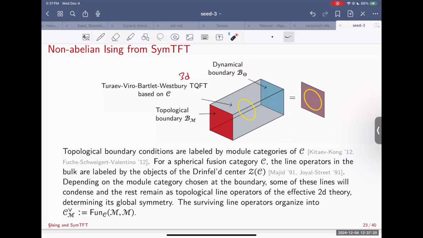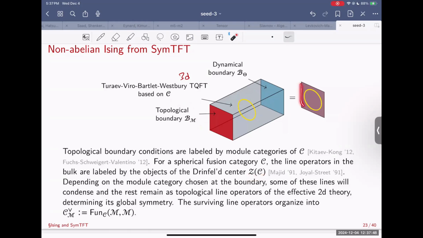Now, some results that people have discovered about this Bures theory is that the topological boundary conditions of this theory are labeled by the module categories of C. So whenever I write Bm, this M will be a module category of C. And for any spherical fusion category C, the line operators in the bulk of this Bures theory are going to be labeled by objects of the Drinfeld center of C.